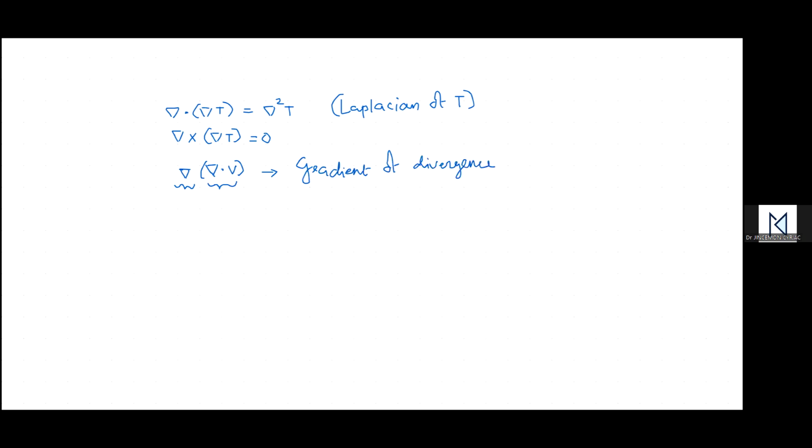Then some more equations that we need. Del dot of del cross v is equal to 0. Then del cross of curl of a curl. Del cross of del cross.